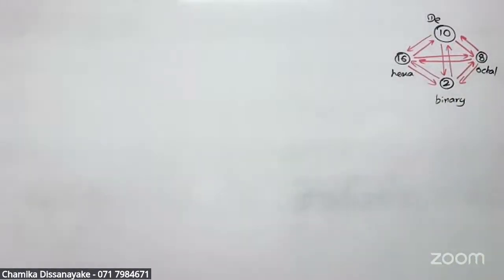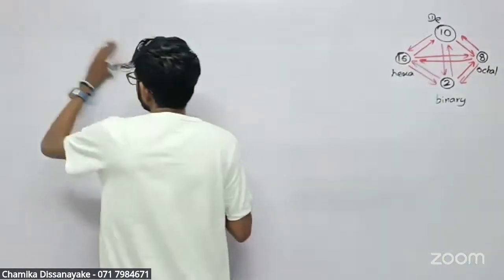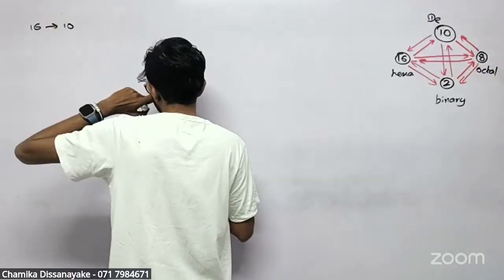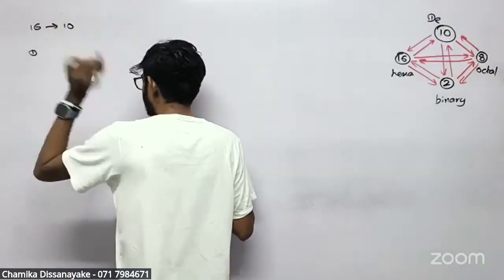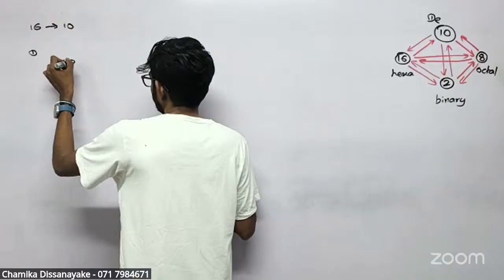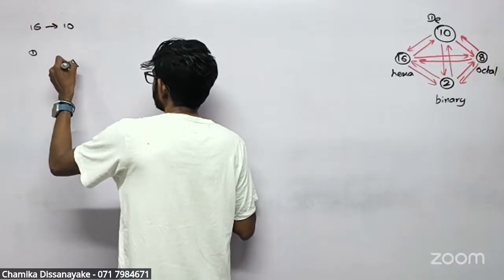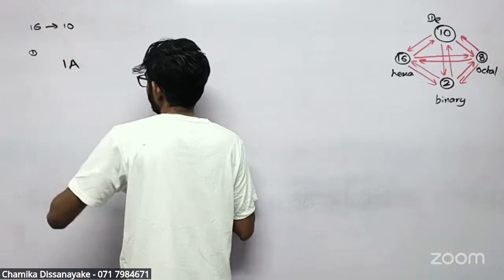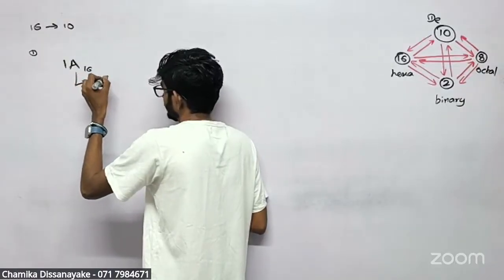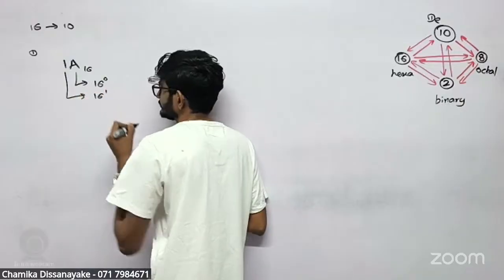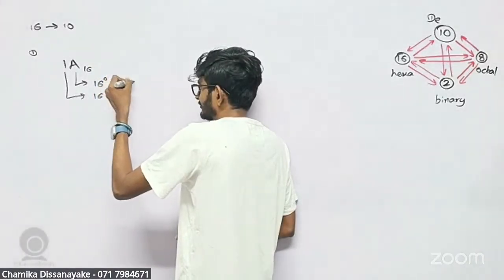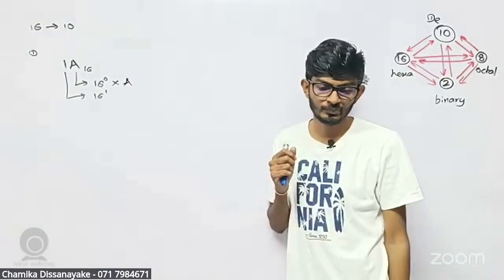Let's convert hexadecimal. Same method. So if we have a number like 1A in base 16, here 16 to the power 0, 16 to the power 1. That means this one should be multiplied by A, no? So A is the symbol.